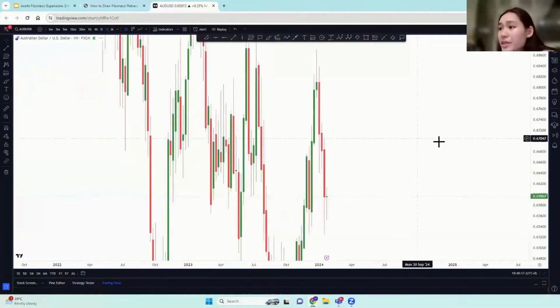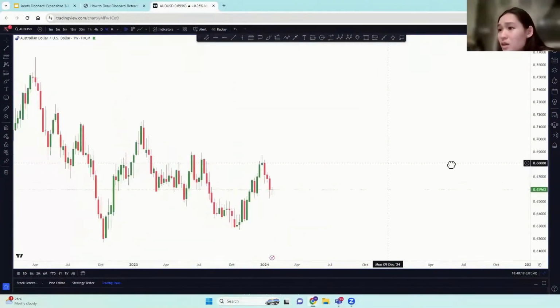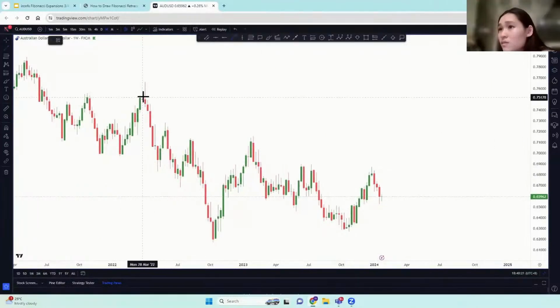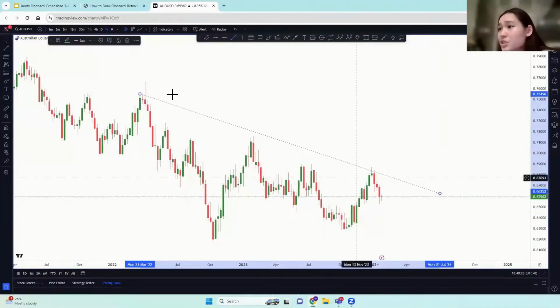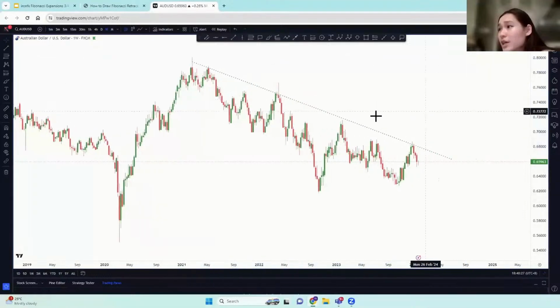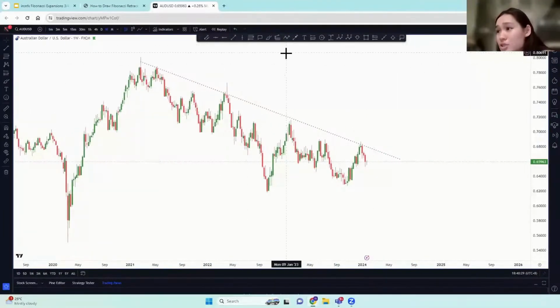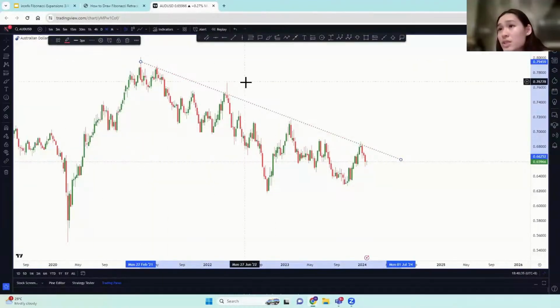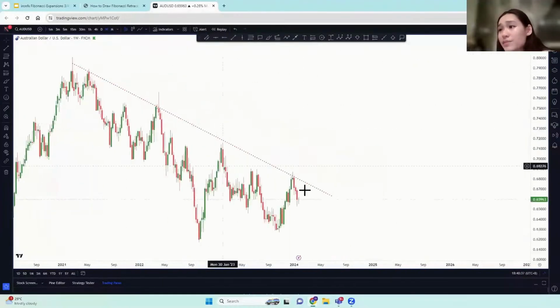So on our weekly time frame, it looks kind of bearish, with price moving in this descending trend line. Just to recap, what makes a valid trend line is if there are at least 3 touches on the line, which you can see we have over here.